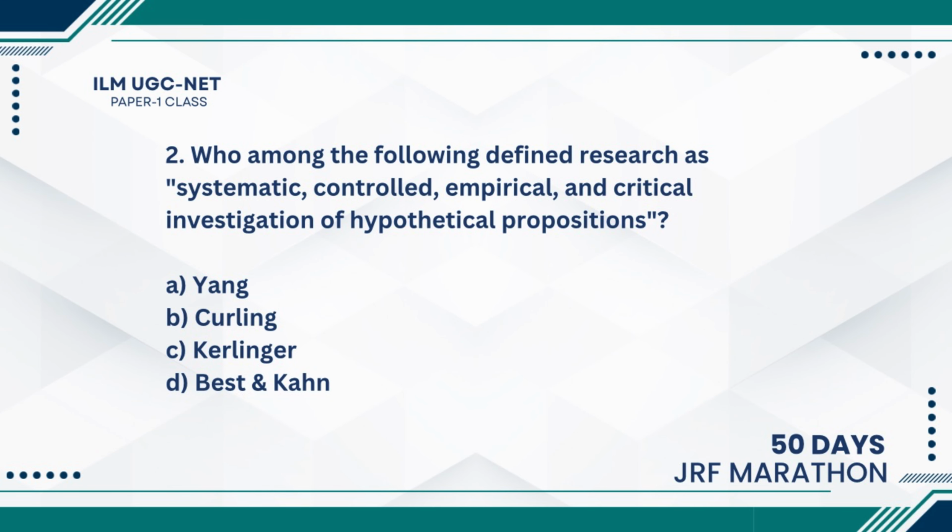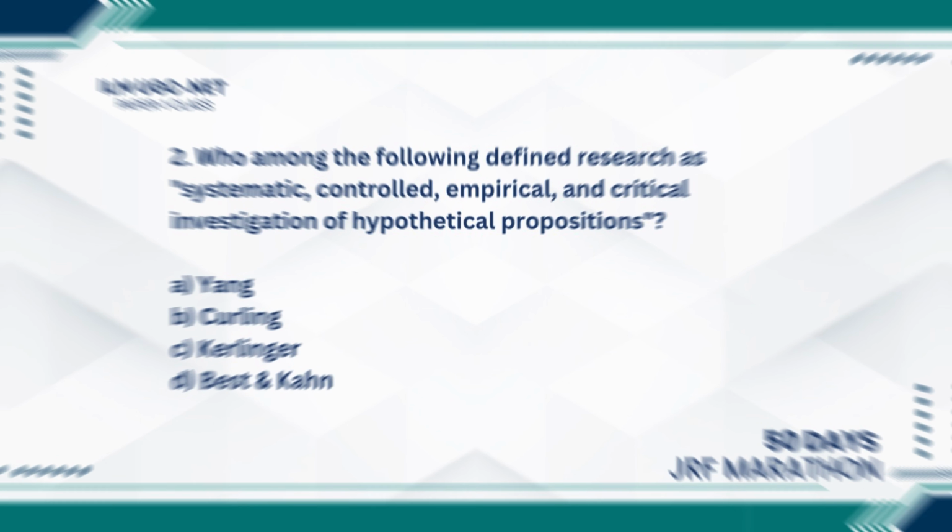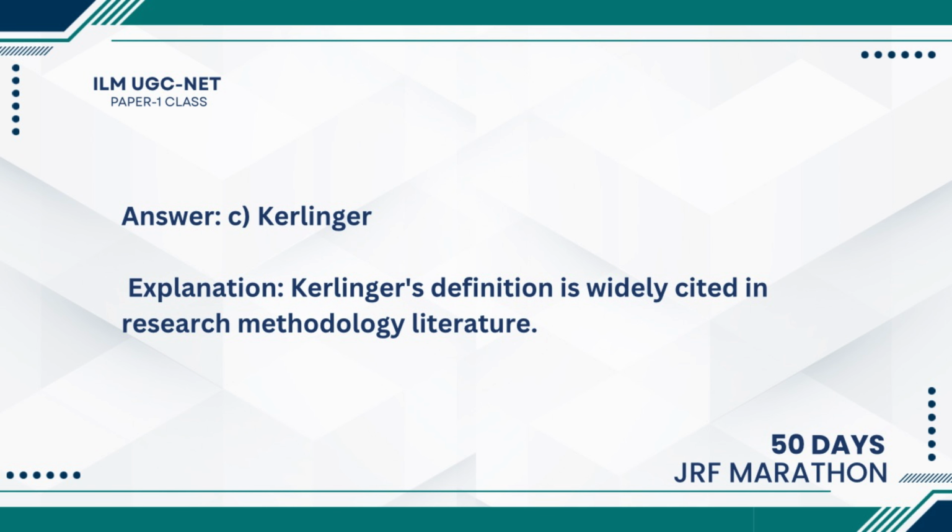Now question number 2, who among the following defined research as systematic, controlled, empirical and critical investigation of hypothetical propositions? It's Kerlinger. Kerlinger's definition is widely cited in research methodology literature. He defined research as systematic, controlled, empirical and critical investigation of hypothetical propositions.